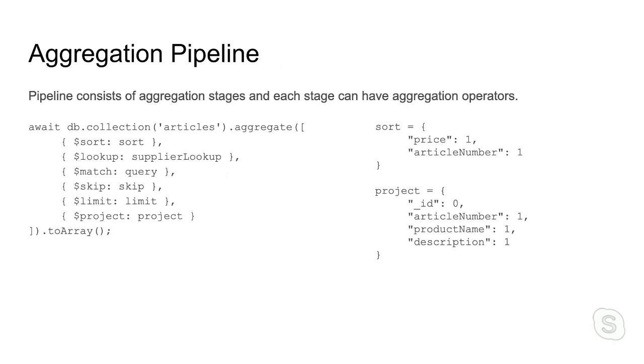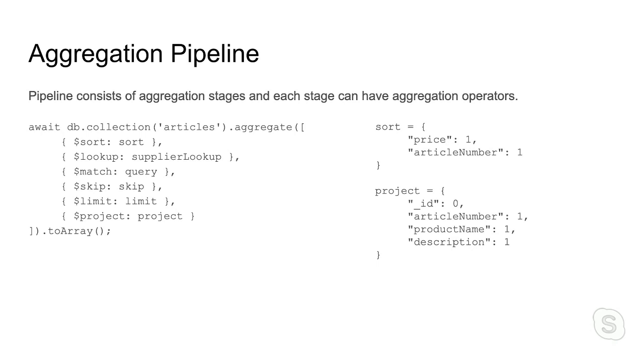Okay, so the aggregation pipeline is a really powerful thing. Here you've got the aggregate function on a collection where you pass an array of stages. It will go from one to the other. In this case, the first one is sort. There's the $sort, which is the operator for sorting. And I'm passing a query here, which is in JSON. It's in a variable, so you can see it on the right side. It will sort the data in the article collection by price, and if the price is the same, then by article number.